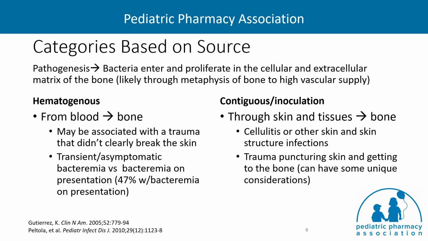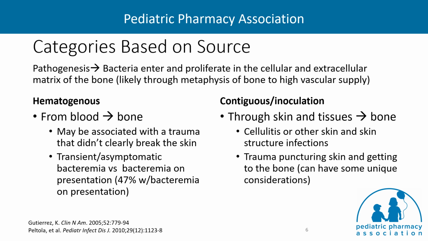One of the big ways I try and teach students and residents about osteomyelitis and septic arthritis is related to its source and its pathogenesis. So generally, to get into the bone for osteomyelitis, bacteria enter and proliferate in the cellular and extracellular matrix of the bone, and this is likely through the metaphysis of the bone due to high vascular supply in that area. And in a joint, typically bacteria get into the joint space.